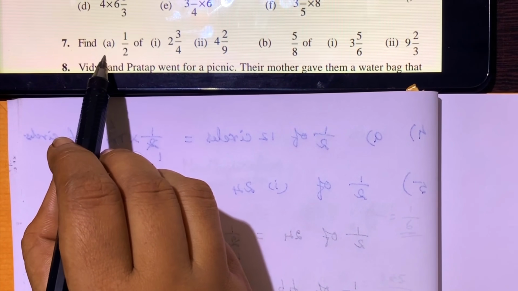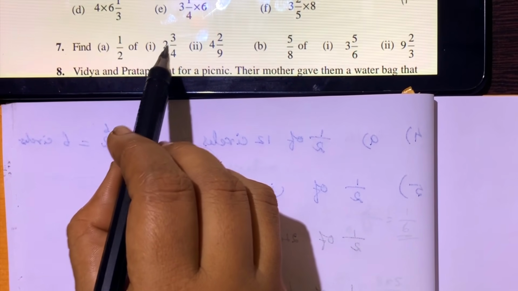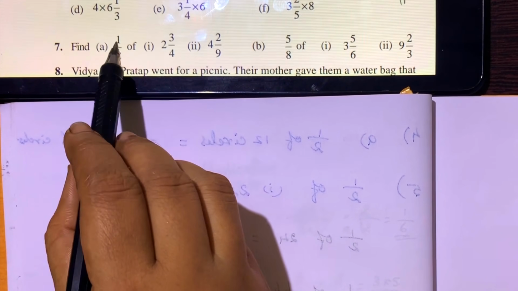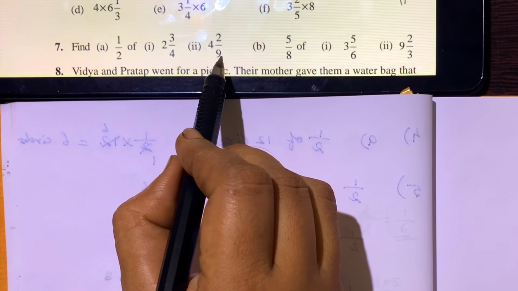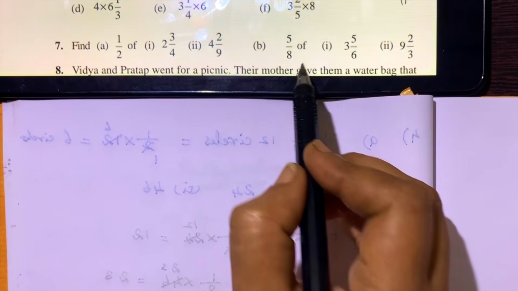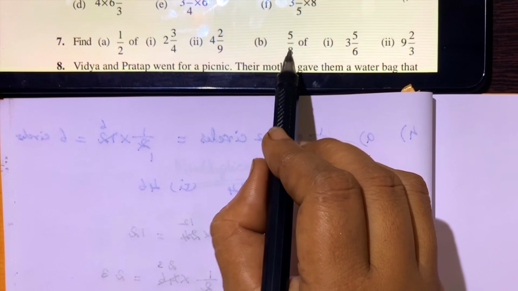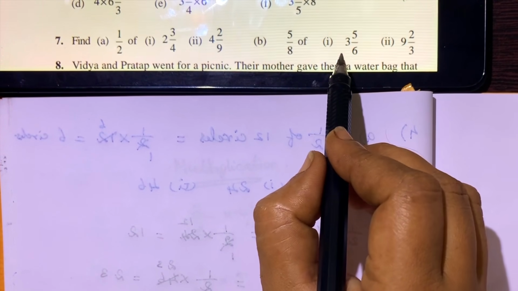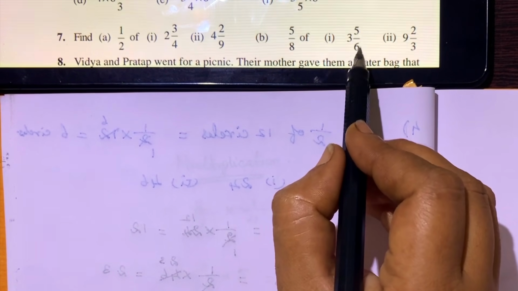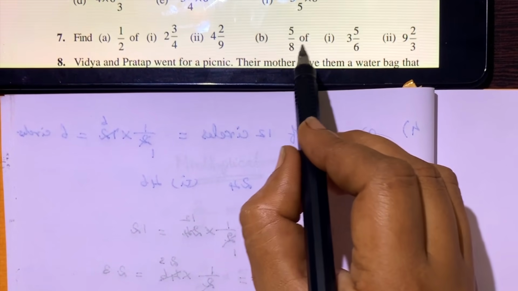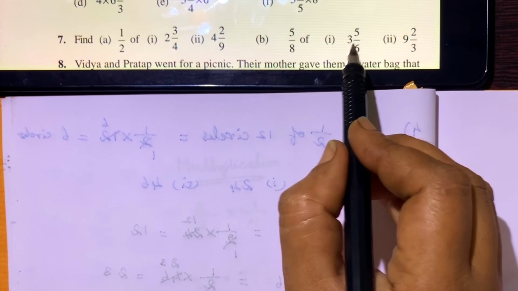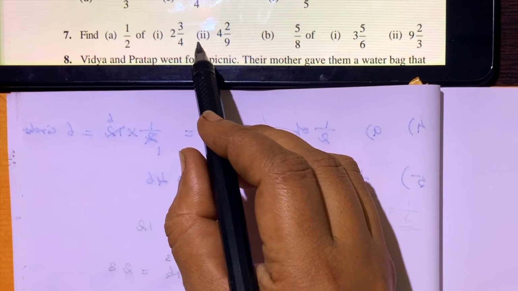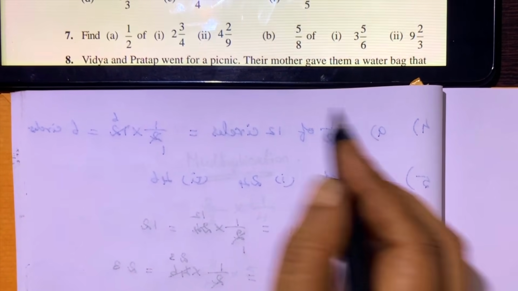Now 7th one, find A sum 1 by 2 of 2 3 by 4, and the second sum 1 by 2 of 4 2 by 9. Here also the same method only. B sum 5 by 8 of 3 5 by 6, and 5 by 8 of 9 2 by 3. This one I will do for you, this one you can try. So all small numbers only.